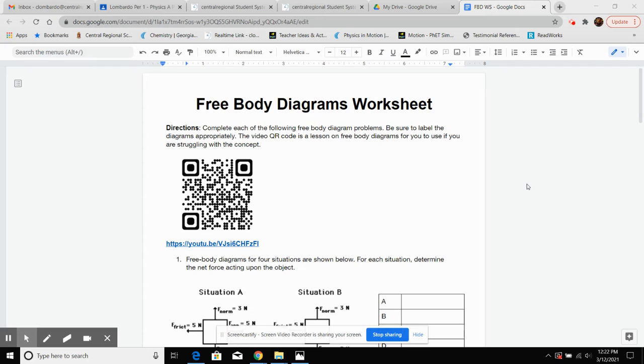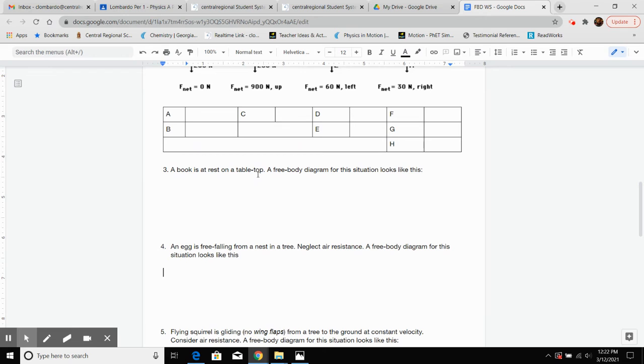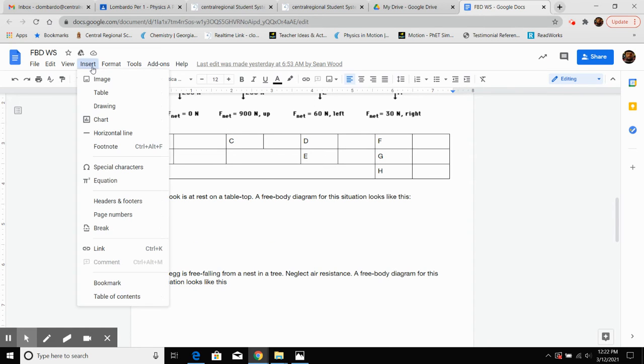So guys, drawing free body diagram worksheets. We did it last week on Cami. For this assignment, we are going to do the drawing portion on Google Docs. So to draw this, a book is at rest on a tabletop. So a free body diagram would look like what? So what we're going to have to do here is you're going to insert drawing, new.